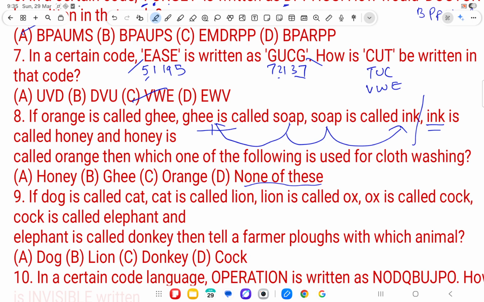Okay. Next, if dog is called cat, cat is called lion, lion is called ox, ox is called cock, then cock is called elephant, and elephant is called donkey. Then tell, a farmer plows with which animal? Ox. But ox is called cock. Ox is called cock. Option D.